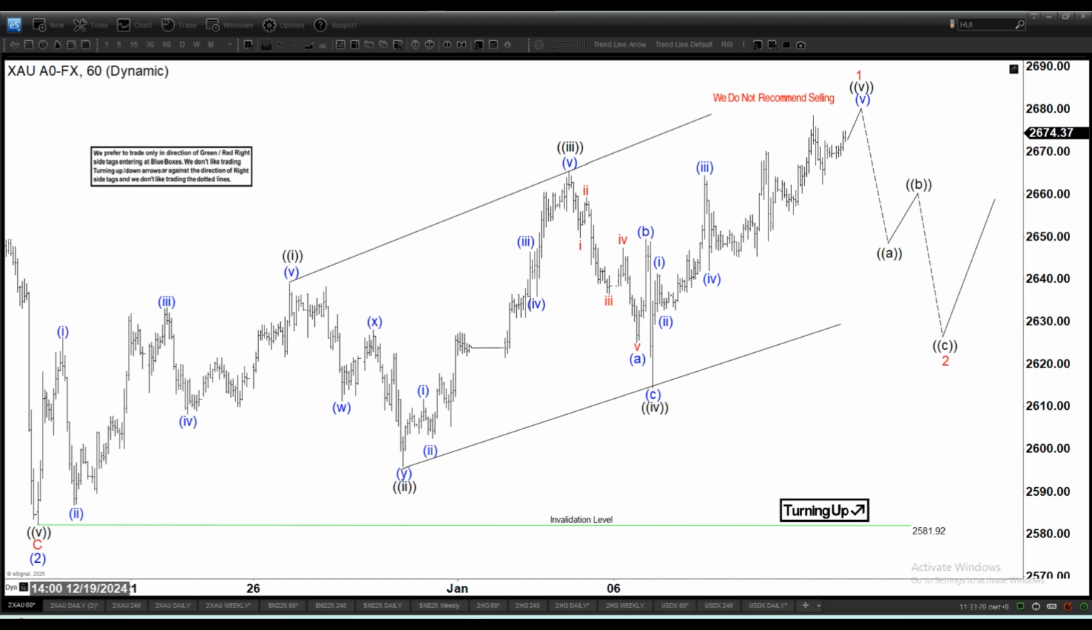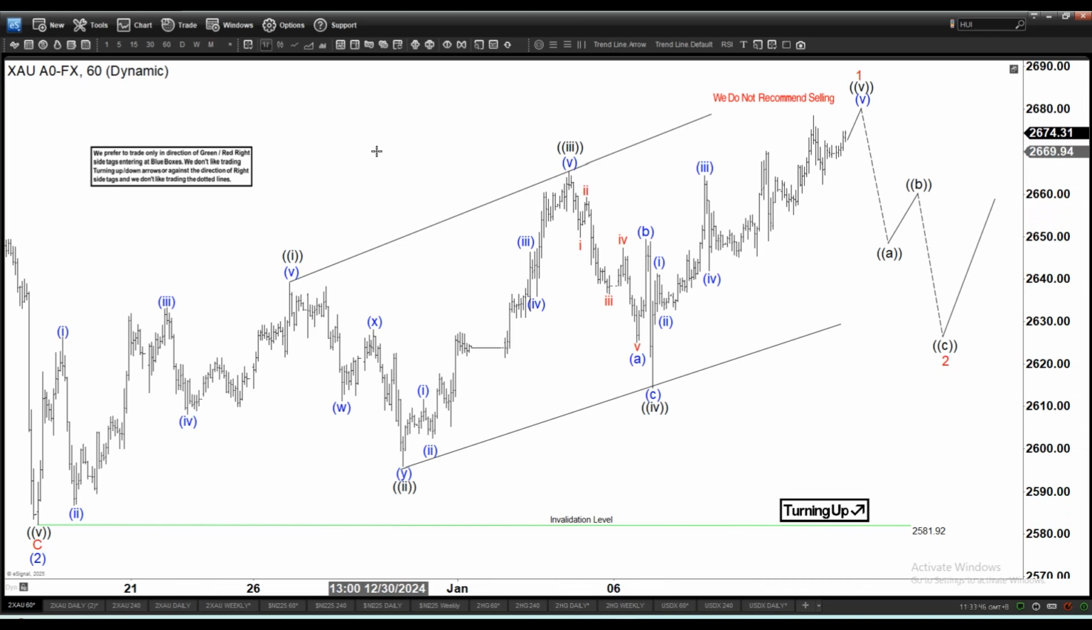Today is January the 10th and the chart of the day for today is gold, 60 minutes time frame here. So we can see we ended with two intermediate degree at 2581.9 and then starting to rally higher.